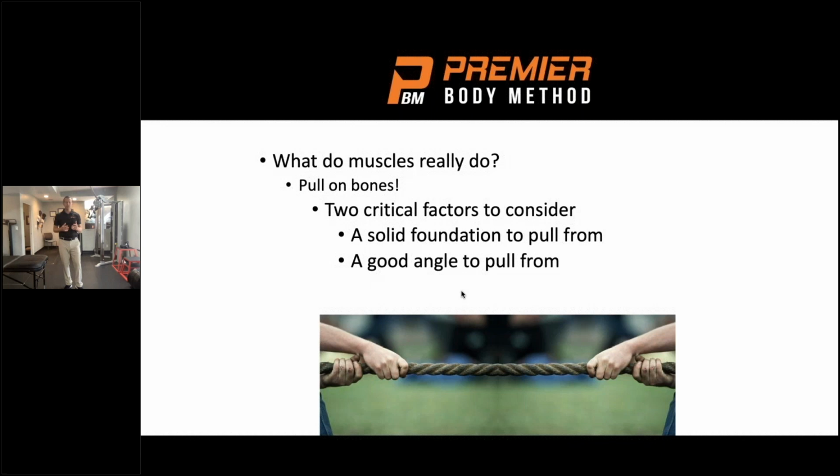And so we've got to ask a very simple question here. What do muscles really do in a body? That's a very simple question, and it actually has an equally simple answer. Muscles really only do one thing, don't they? They just pull on bones. They pull bones together and they pull bones apart. That's all muscles really do.